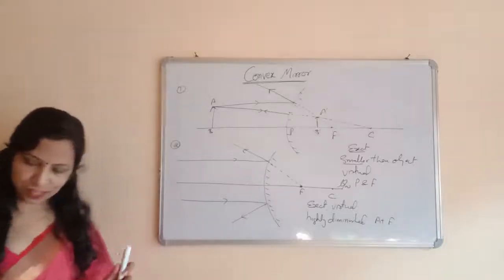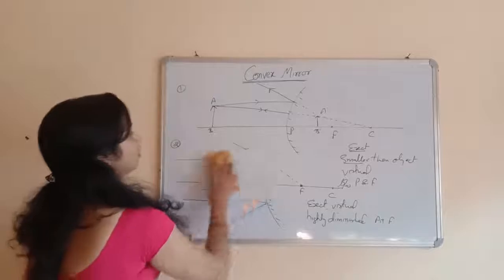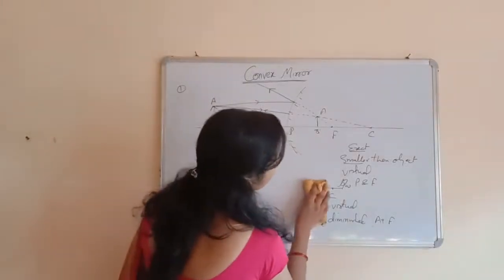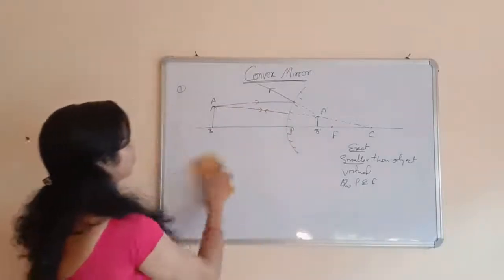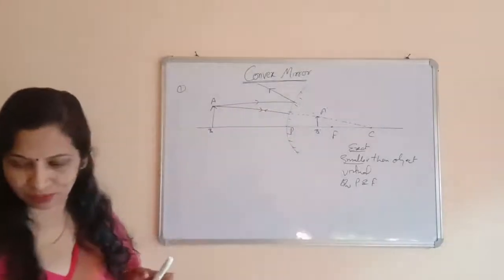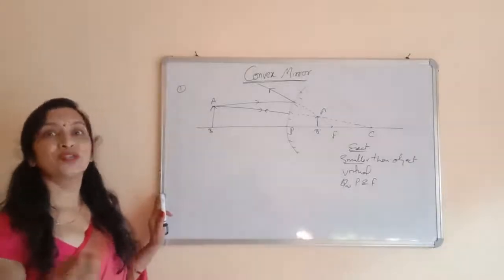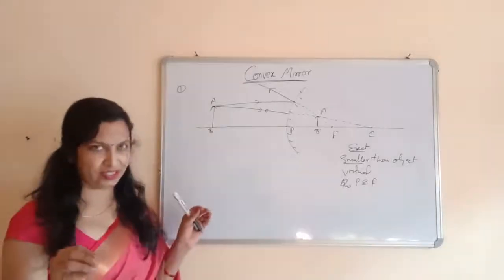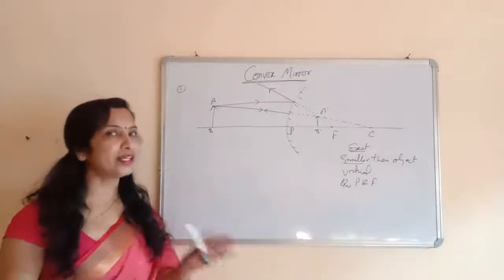So I am going to explain the sign convention of the convex mirror in this video because it relates to image formation, so it will become easy for you to understand. The sign convention for the convex mirror is really easy because the image is always erect, virtual and smaller. There is no other case.